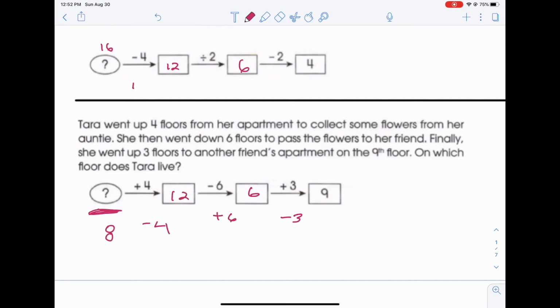So now we double check. 8 plus 4 is 12. 12 minus 6 is 6, and 6 plus 3 is 9. So our floor that Tara lives on is floor 8.